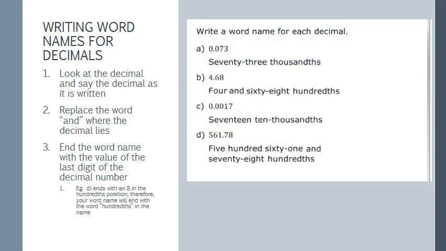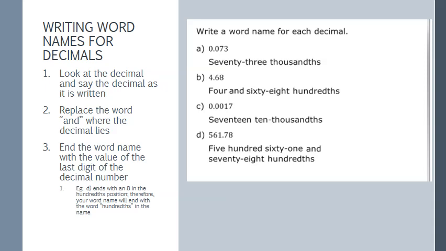Writing word names for decimals. Okay, there is actually a guide for this. You basically write decimal numbers just as you would look at them, read them in your mind, and say them. However, there's one little trick that you do at the end of your decimal number, and that's you have to put in the value of the last number in the decimal number.